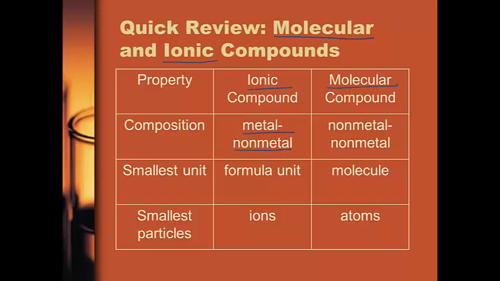If you have a molecular compound, the elements involved in the chemical formula are going to be nonmetals with nonmetals. The smallest units of an ionic compound are not called molecules. These are called formula units. It tells you the ratio of the ions to each other. In a molecular compound, the smallest unit is called a molecule, and the formula gives you the actual number of atoms that are in the molecule.